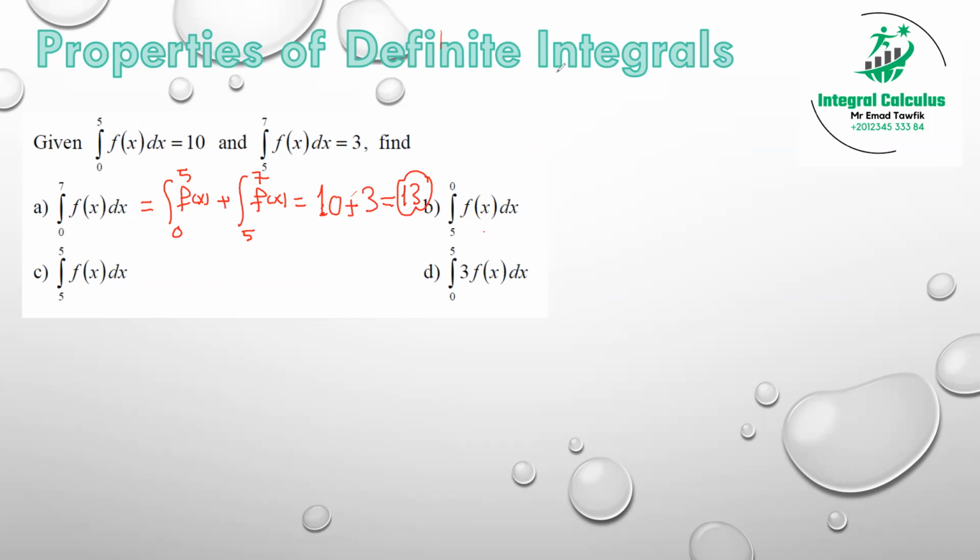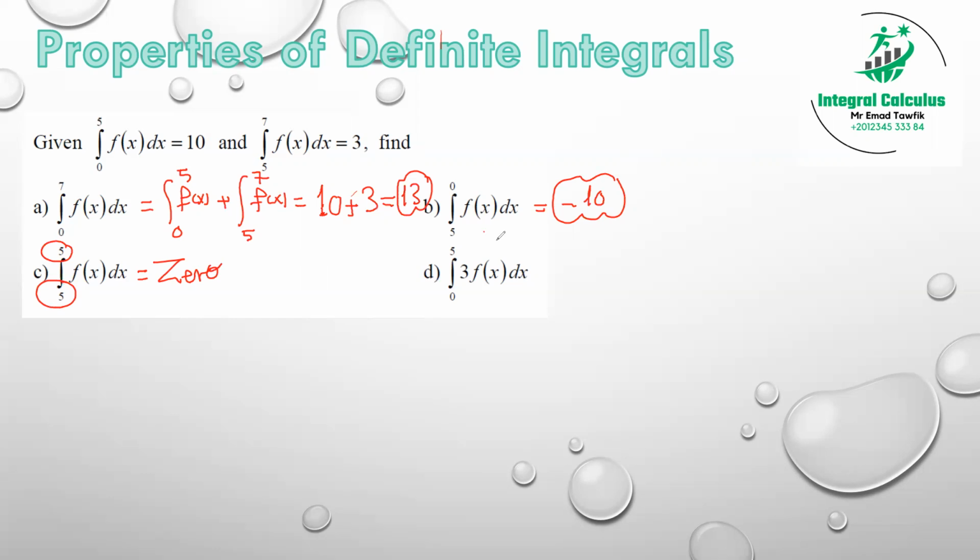For letter B, I ask you to integrate from 5 to 0 for the function f of x. Since you're given that from 0 to 5 is 10, here we get negative 10, as I told you: if you swap the upper bound and the lower bound, you get the same answer but with the opposite sign. Letter C, the integration from 5 to 5, where the upper bound is the same as the lower bound, so my answer is 0 directly.